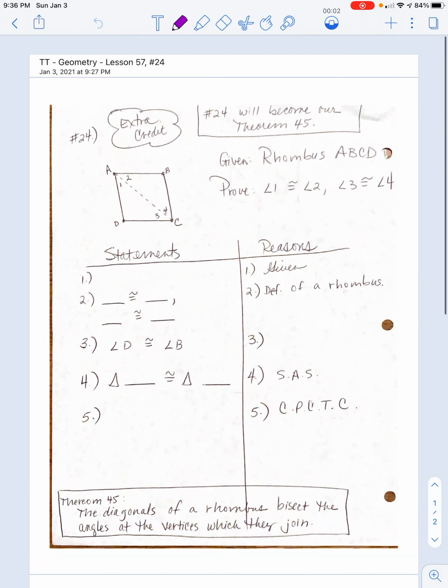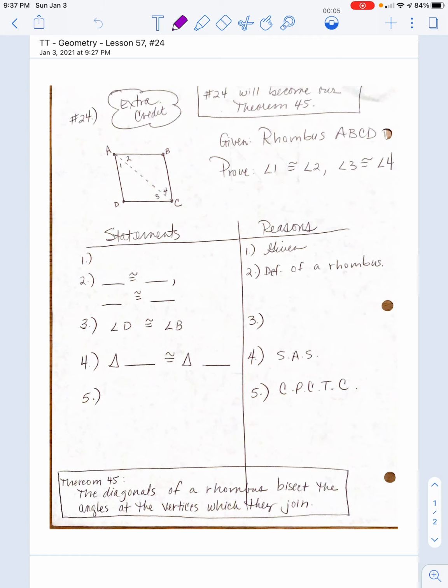Okay, Lexi, we're going to look at another proof together here. This is coming from lesson 57, number 24. I did reset it in your Teaching Textbooks grade book there, so you can go ahead and work through this if you like.